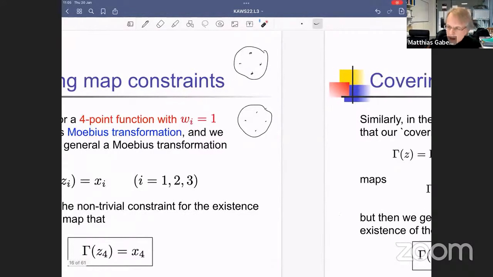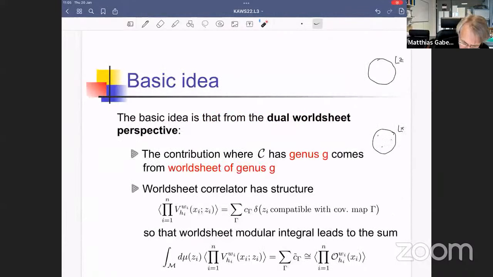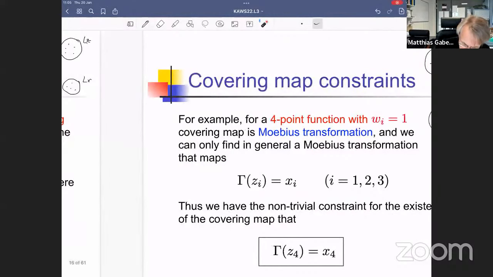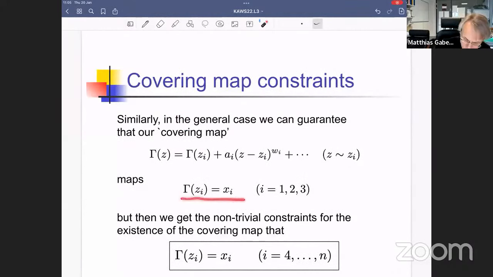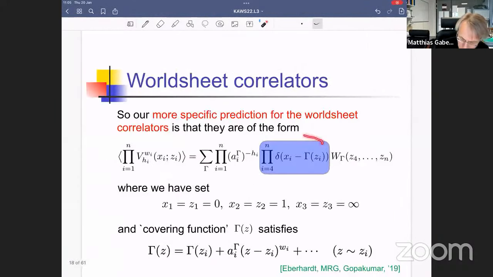slightly vague statement is that if I choose to pick the covering map that has this property and this property, then I should expect my correlation functions to involve n minus 4 delta functions, which are basically delta of Xi minus gamma of Zi, where gamma of Zi is the covering function in quotation marks that has this property, and that correctly works on the first three points, which I can achieve by Möbius symmetry, but then the remaining points I have no control over anymore, and they either work or they don't work. And if they work, then I have a covering map, and if they don't work, then I don't have a covering map. So that's the delta function localization constraint.